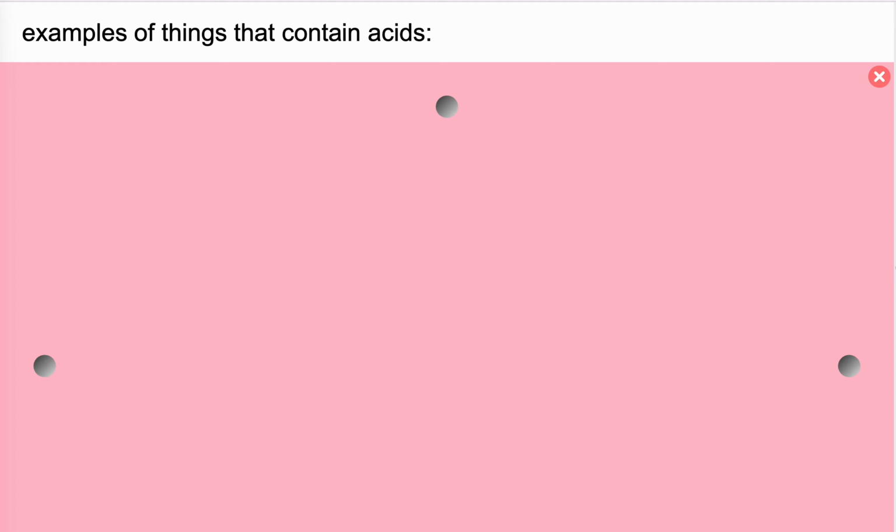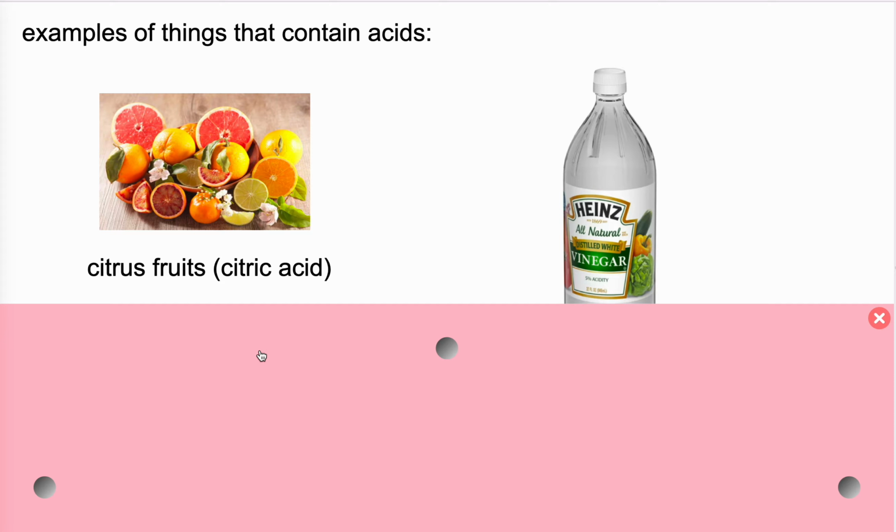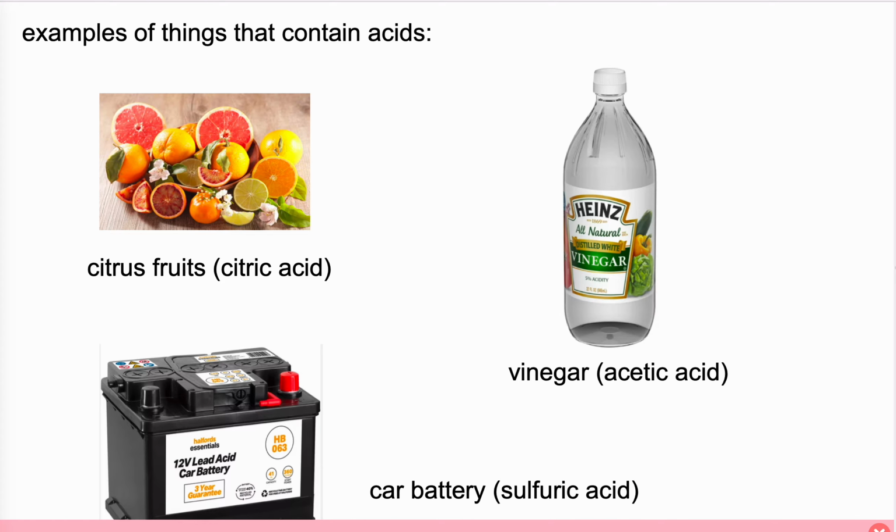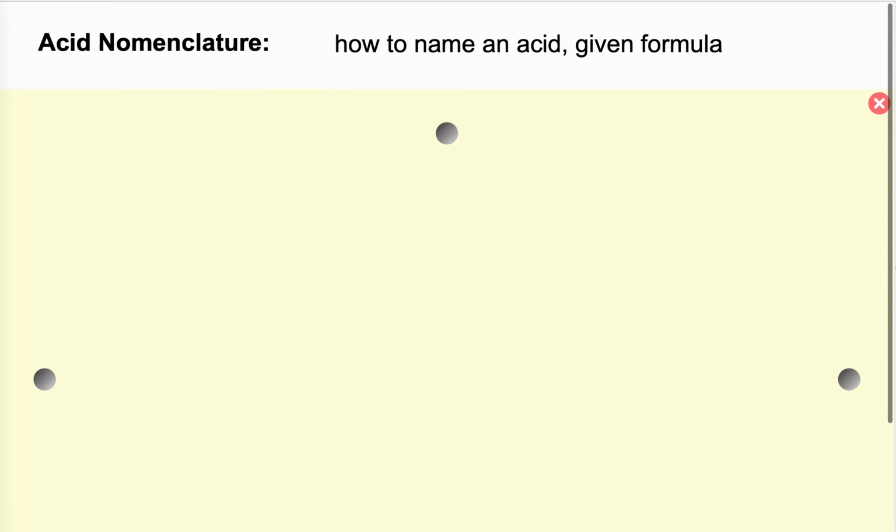Here are some examples of things you might find around your house that contain acids. Citrus fruits contain a molecule called citric acid. Vinegar contains a molecule called acetic acid. And car batteries contain sulfuric acid.